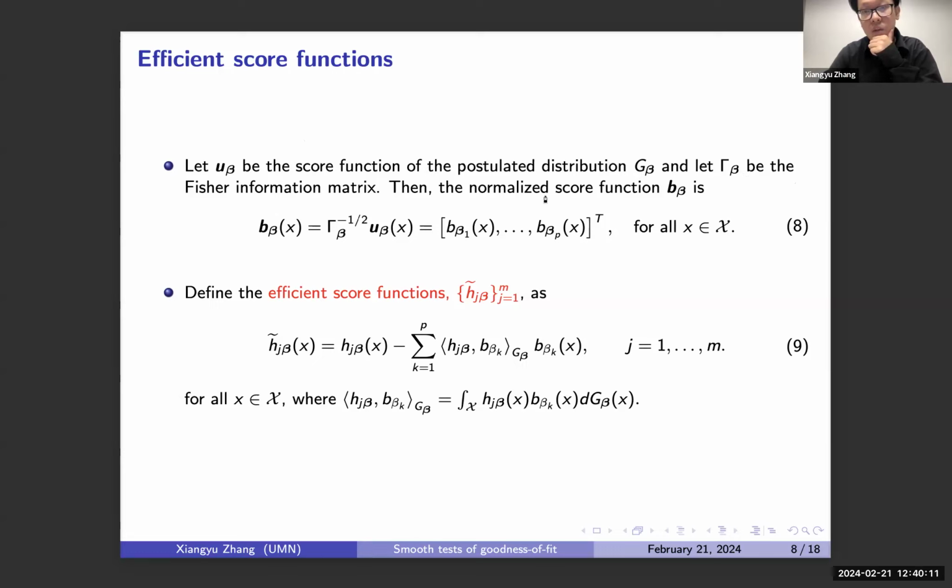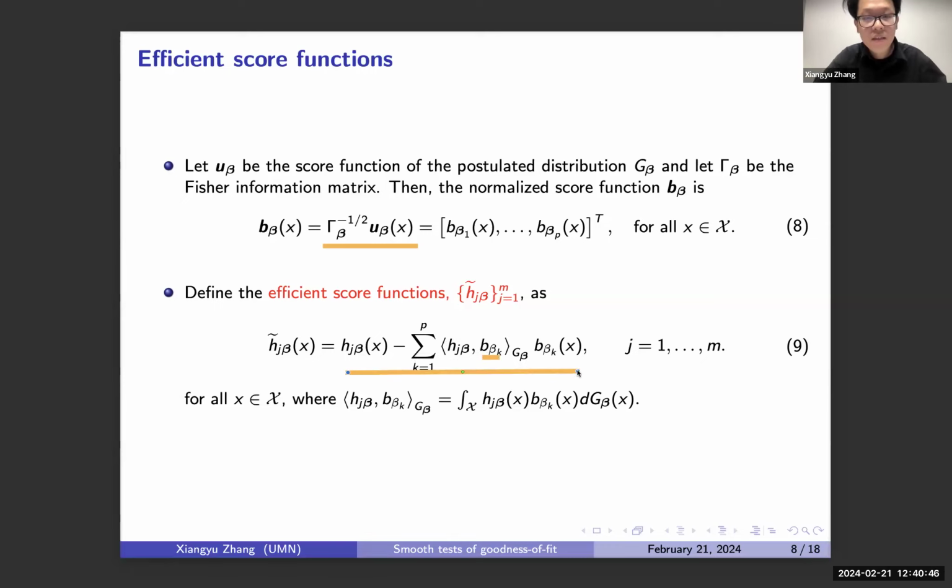Then the normalized score function B beta is defined in this way. It is just a standardized U beta, so that B beta has mean 0 and unit covariance matrix. Then we define the efficient score functions tilde H_j beta as H_j beta minus the orthogonal projection of H_j beta onto the space of B beta. And here is what you get.